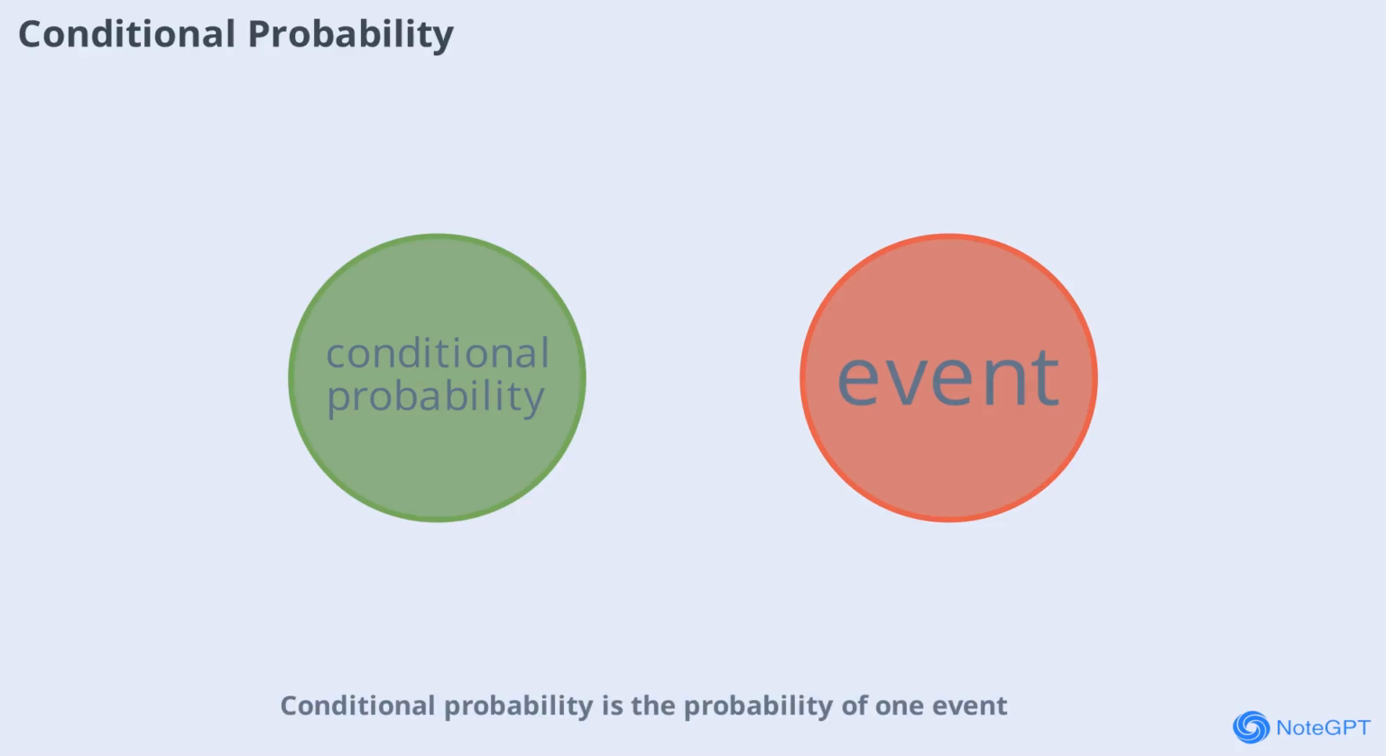Conditional probability is the probability of one event happening given that another event has already occurred. For example, the probability of drawing a red card from a deck, given that the first card drawn was black. Conditional probability is important for understanding how events influence each other.